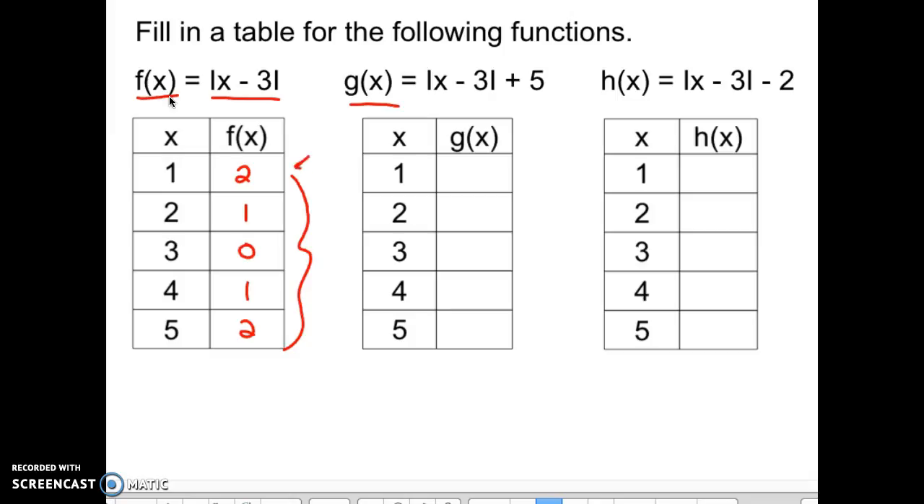So instead of 2 over here, I know I'm going to add 5 to it, so I get 7. Instead of 1 over here, I'm going to add 5 and get 6. Instead of 0, I'm going to add 5 and get 5.